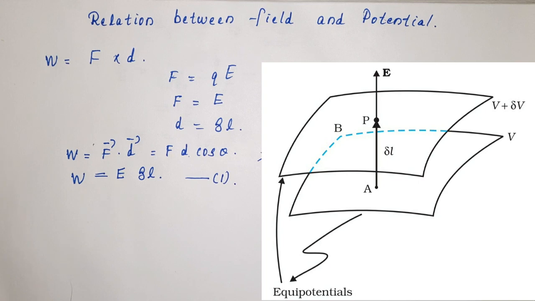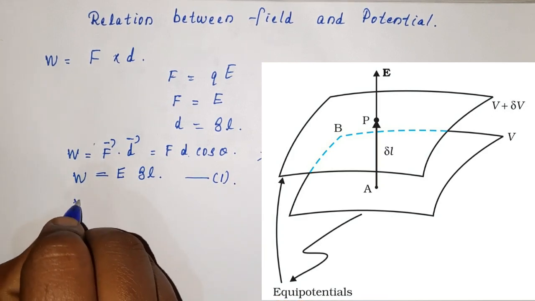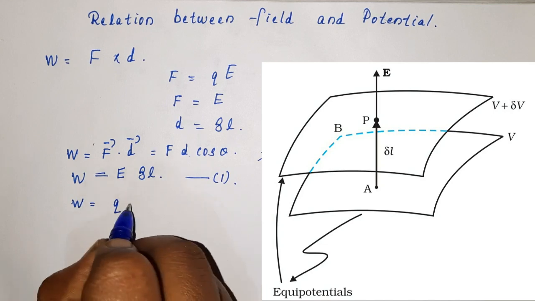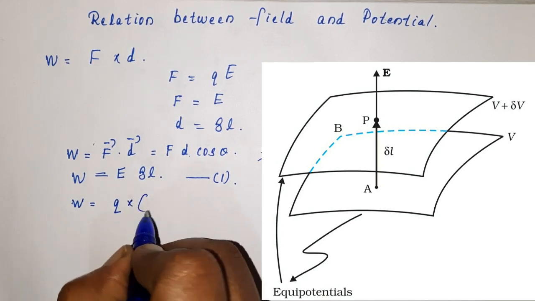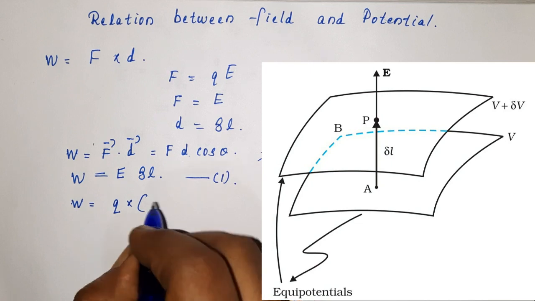Now coming to the next one, I told you we have to write the expression for work done using the other logic. What is that logic? Work done in displacing a charge Q is equal to Q into potential difference. So here the charge is moved from B to A.